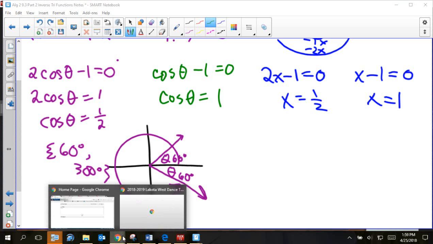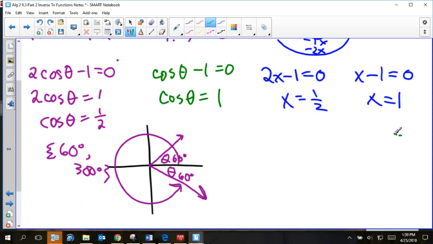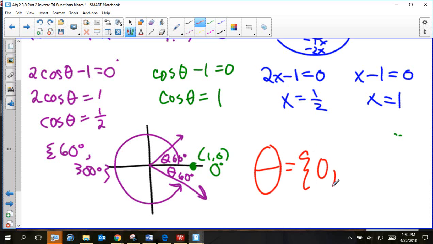Now I'm going to do the green ones. The green ones are where is cosine equal to 1? At that ordered pair, which is 1, 0. So 0 degrees. Is there another location that cosine is 1? There's just one answer for that one. So our final full answer is going to have 3 total answers in it, smallest to biggest: 0 degrees, 60 degrees, and 300 degrees.